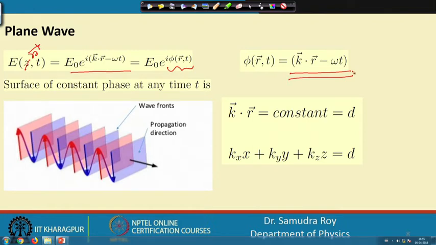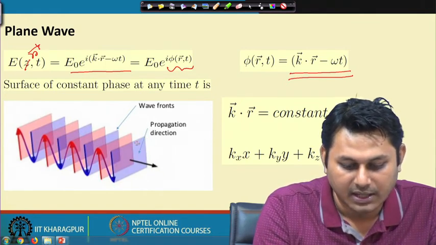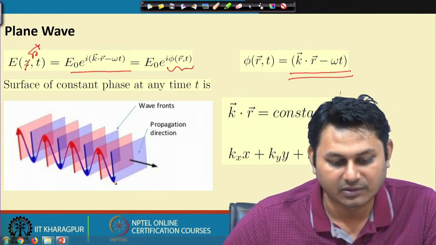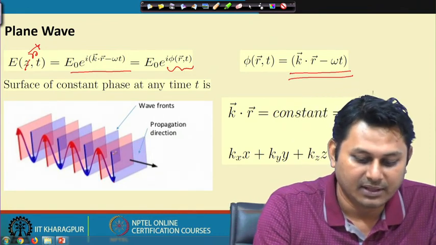The wave is moving, and the surface of constant phase at any time t is the phase front; we call it the wave front. So, this wave front is nothing but the surface of constant phase at any time t. A figure is shown here. In this figure we can see the wave is propagating. When the wave is propagating, we have a wave front, and this wave front is nothing but the surface of constant phase. That means, when the phase is constant, we have a surface.